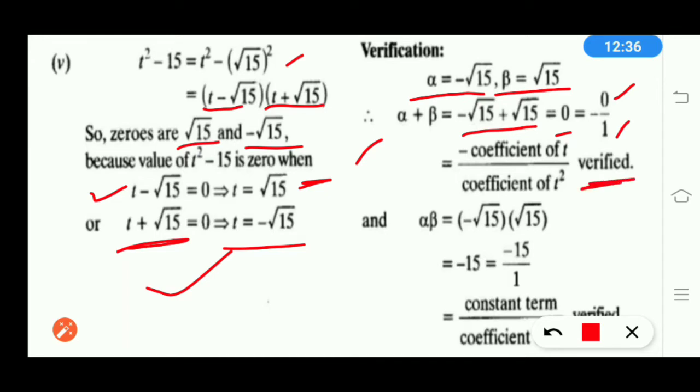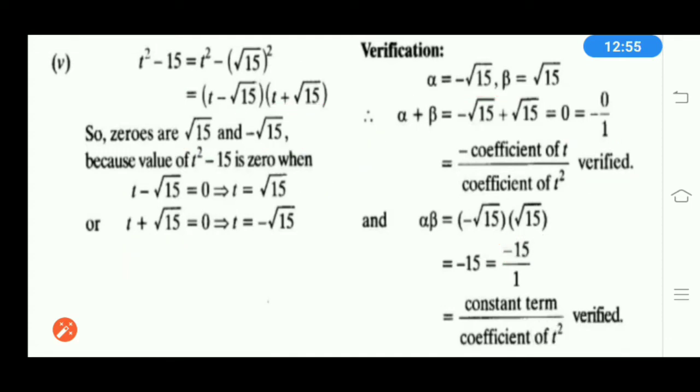Clear? Now alpha into beta. So minus root 15 into root 15 means minus 15. So minus 15 can be written as minus 15 divided by 1. Minus 15 is the constant term, divided by the coefficient of t square, which is 1. Clear? That's why verified.